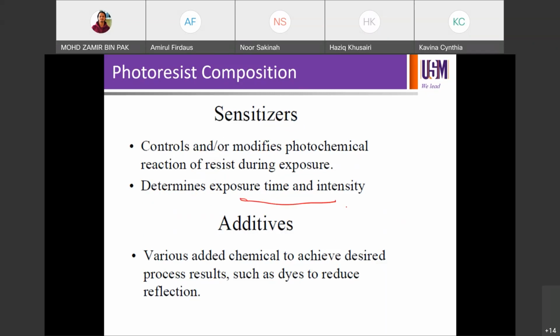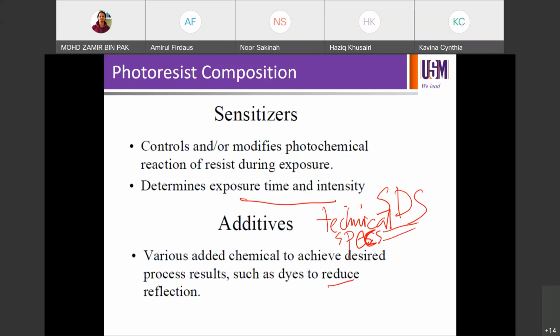So bila kita beli the resist tu, there's gonna be SDS for the resist, and then there ada resist punya technical spec. So you beli apa pun, you're going to have these technical specs. So it will tell you the minimum exposure dose, time, intensity. Even other vendors who sell you the resist will advise you. Then additives, various added chemicals to achieve desired process results, such as dyes to reduce reflection.